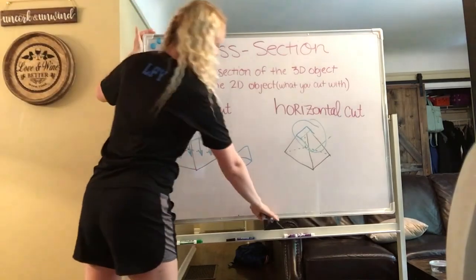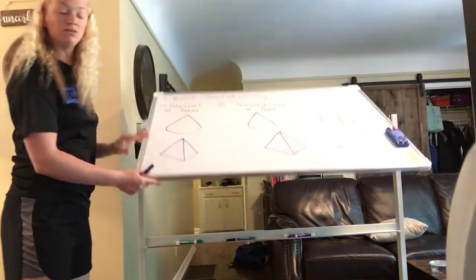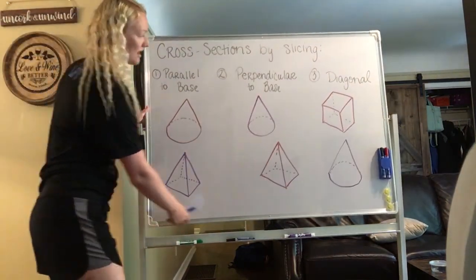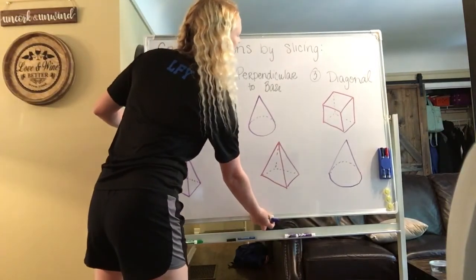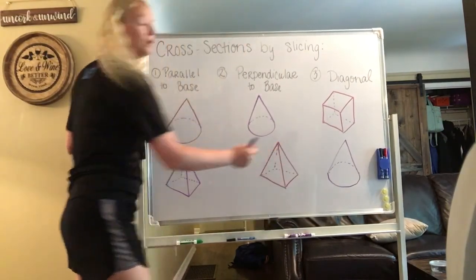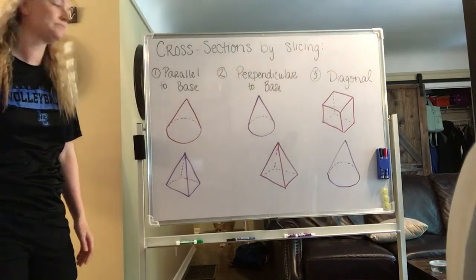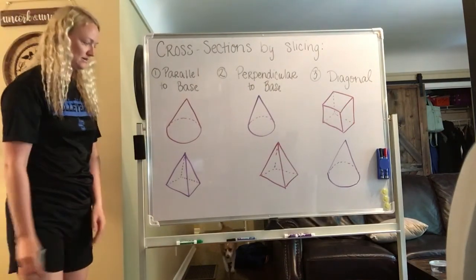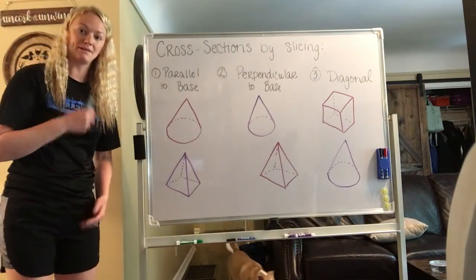Okay, so your basic ones will use the vertical and horizontal. That's going to be the first set. And then as you continue to move throughout, you're going to have to either cut it parallel to the base, perpendicular to the base, or on a diagonal. Okay. Again, parallel. Let's take a look at what happens.